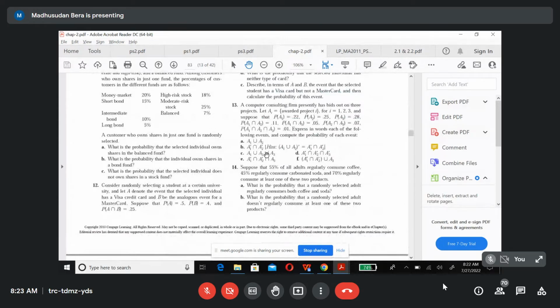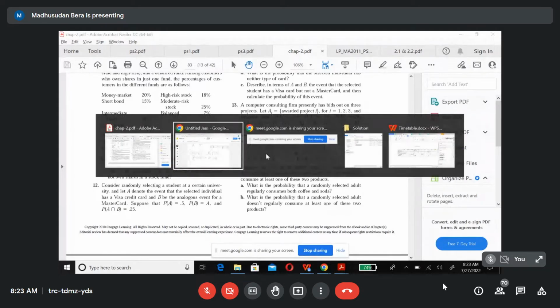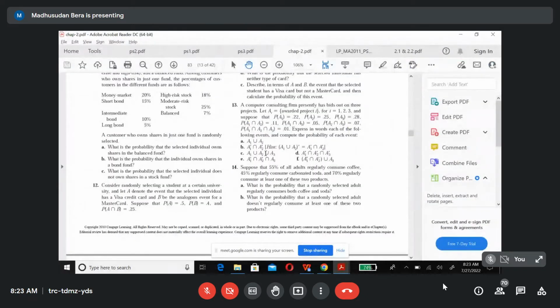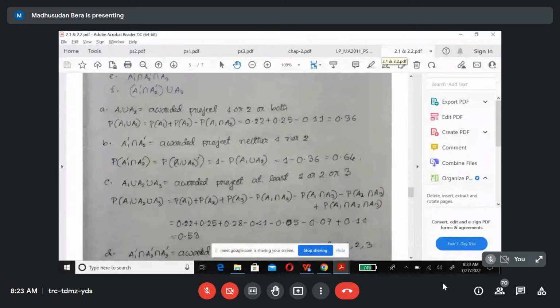Then A1 union A2 union A3. So at least one of the projects is awarded out of 1, 2 and 3. That you can find by the addition rule formula for 3 events. See here. I will share this PDF, but first you practice the things. So P of A1 union A2 union A3 is P(A1) plus P(A2) plus P(A3), minus intersection of 2 at a time, plus intersection of 3 at a time. Then probabilities are good.